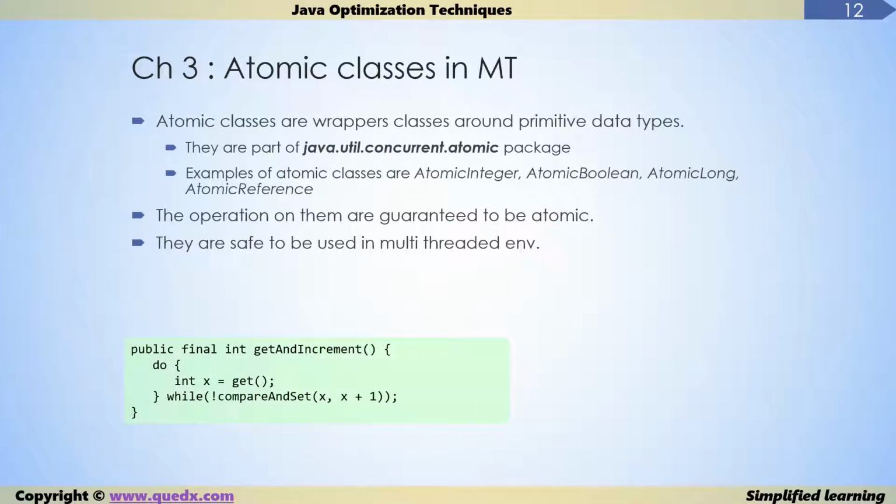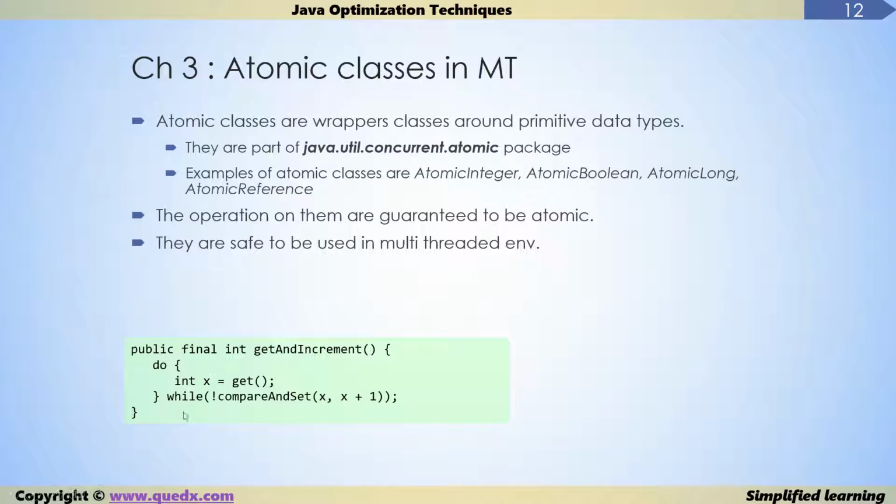Here is a snippet that shows a simplified implementation of getAndIncrement. It has the below steps. It first gets the current value using the get method. Later it calls the compareAndSet method, passing x and x plus 1. As we discussed earlier, compareAndSet will return false if the current value is not x. Else it will set the current value to x plus 1 and then return true.